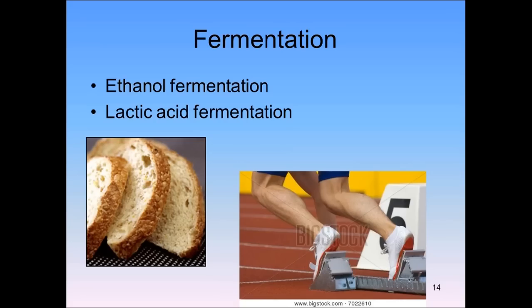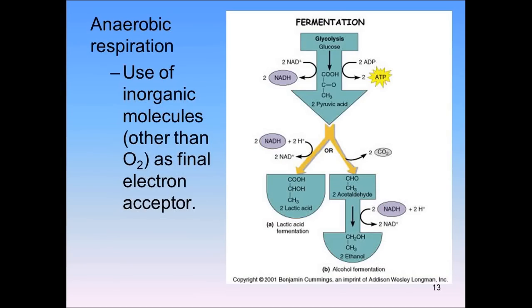Ethanol fermentation is used to make bread rise because one of the waste products is carbon dioxide. It's also used to make beer and wine because a second waste product is ethanol, the alcohol in beer and wine. Lactic acid fermentation occurs in animal cells, particularly the muscle cells, and it occurs as the result of exercise. As I discuss these, I will flip back and forth between this slide and the previous slide. When we talk about ethanol fermentation, we're going to go back to the top.